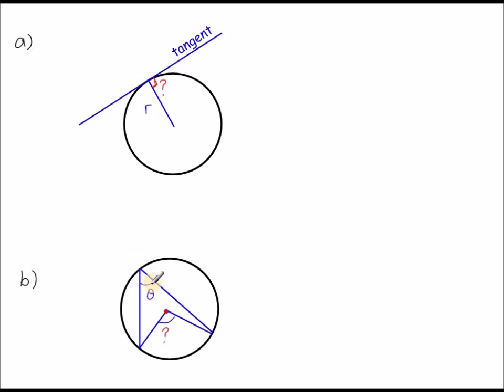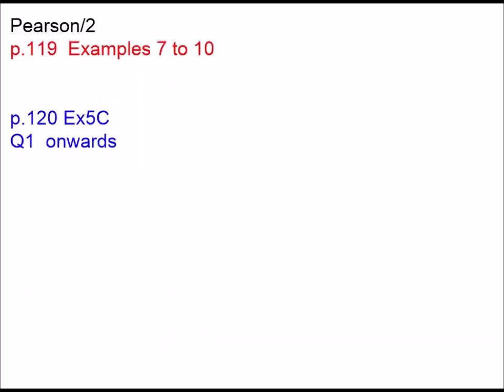The angle at the circumference there, theta, and the angle here are related to each other: this angle at the center is twice the angle here. So this angle here is 2 theta. For practice, try these questions.